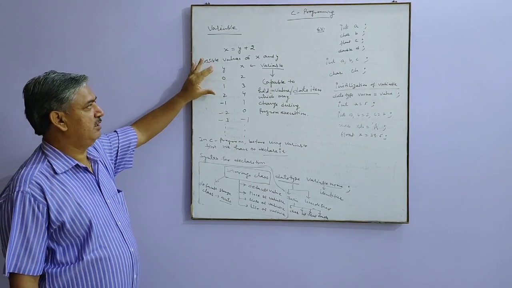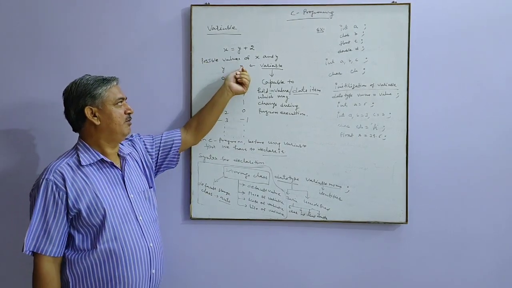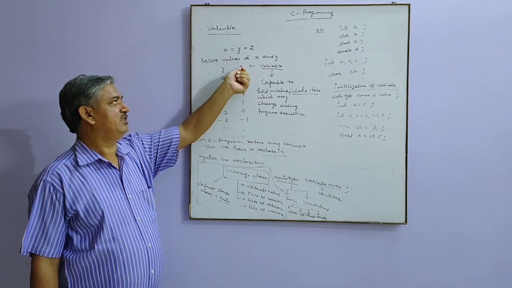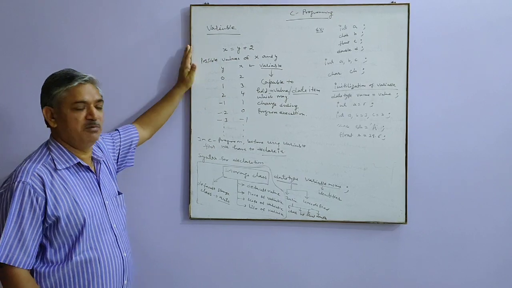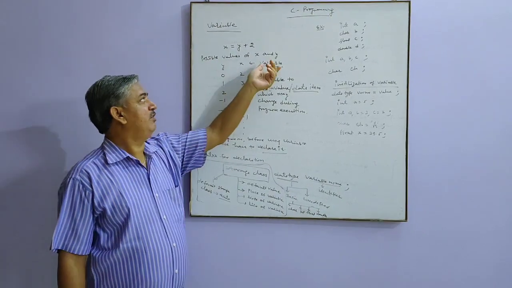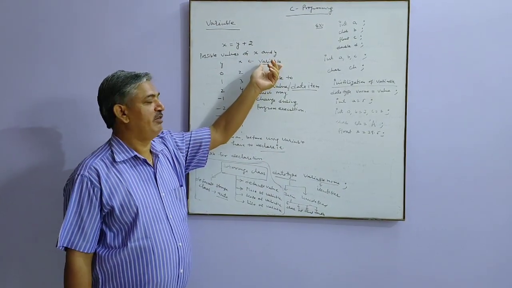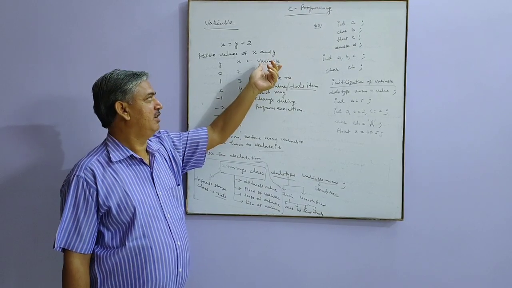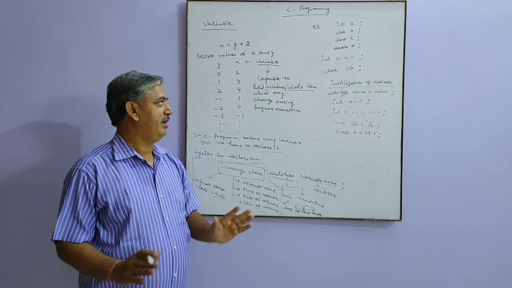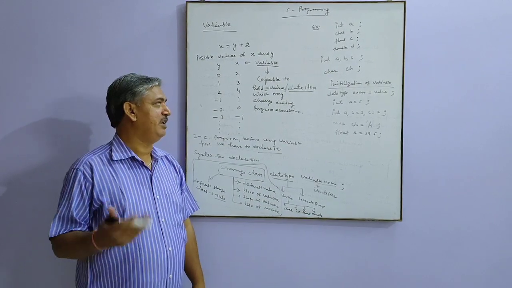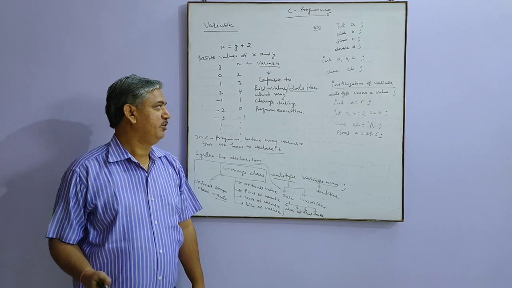So in general, here in mathematics, this x is a variable. Similarly, in a C program, when we talk about a variable, what is a variable? A variable is capable of holding a value or a data item which may vary or change during program execution.